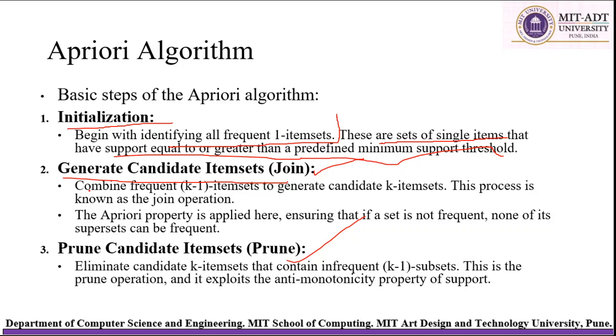Now we have identified the frequent one item sets. We'll combine these item sets and we'll have 2 item sets, 3 item sets and so on. So combine the frequent k minus 1 item sets to generate the candidate k item sets. Now if you have the 1 item sets to generate 2 item sets, we'll combine the frequent 1 item sets. So this process is known as the join operation.